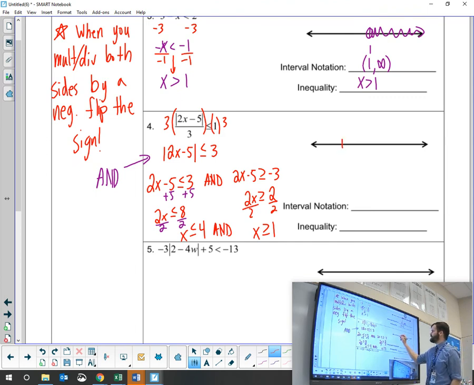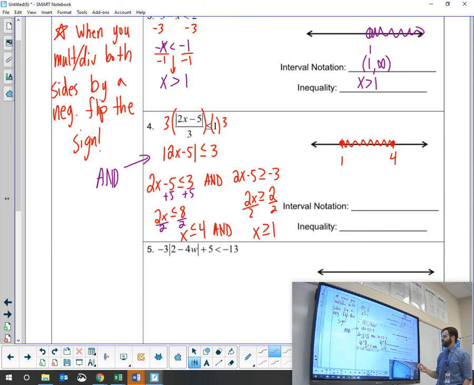I'm going to put a point at 1. I'm going to put a point at 4. Am I going to leave these circles open or am I going to fill them in? I'm going to fill them in. I'm going to fill in this one, and this one. And then we're going to shade in between, because it's "and." Because it's greater than or equal to 1, and it's less than or equal to 4.